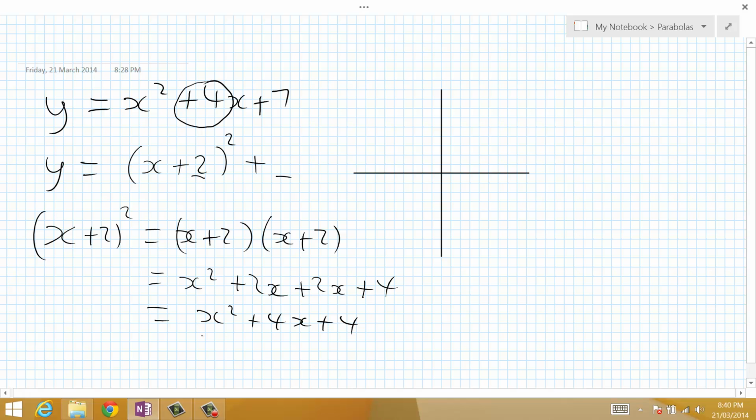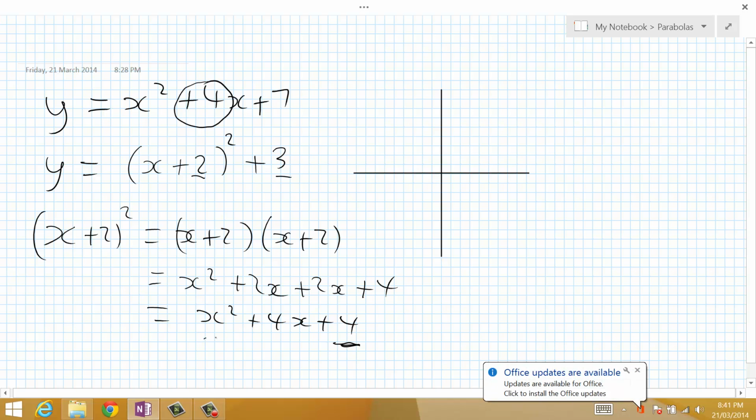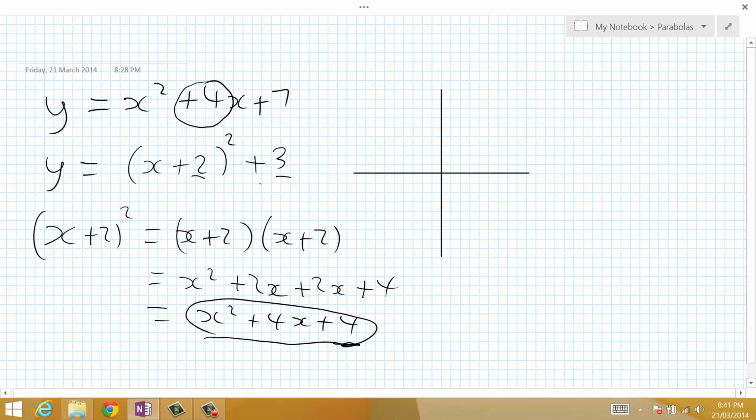If we look at our expansion of x plus 2 squared, we notice that it has a plus 4. We need it to be a plus 7. So therefore this tells us what number we need here. We need to add 3 to this to give us 7. So that means we have to have our vertex form y equals x plus 2 squared plus 3. This immediately tells us that our vertex is at the point minus 2, 3, the top one.